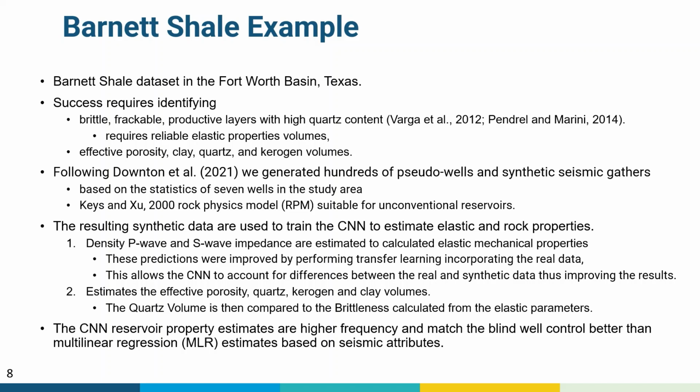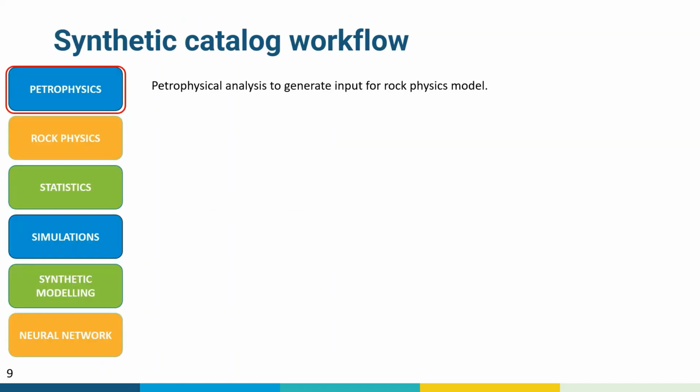We can compare these rock property estimates with more traditional data science-based approaches using hand-picked attributes and multilinear regression. And we'll see that the convolutional neural network predicts the reservoir with much higher frequency and also with better well ties. Let's now talk about the synthetic catalog workflow.